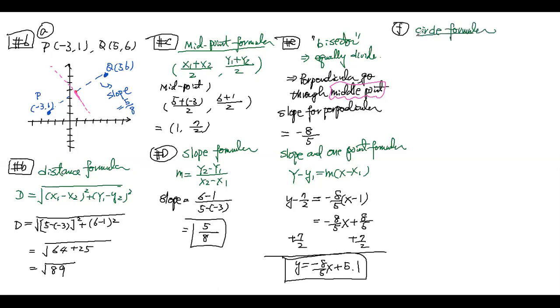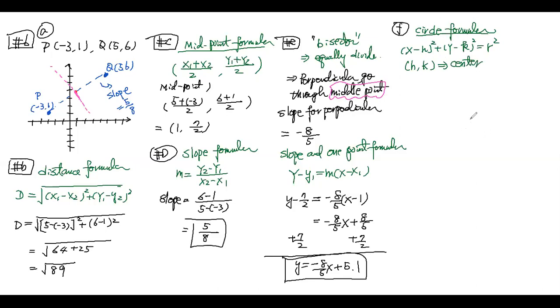So what is the circle formula? It is (x minus h) squared plus (y minus k) squared equals r squared. The h and k is the center of the circle, and the r is the radius.